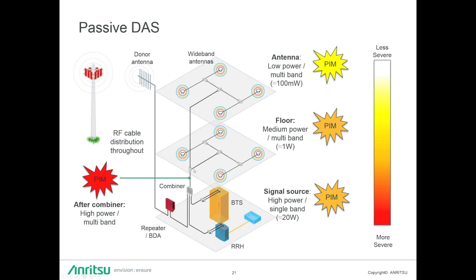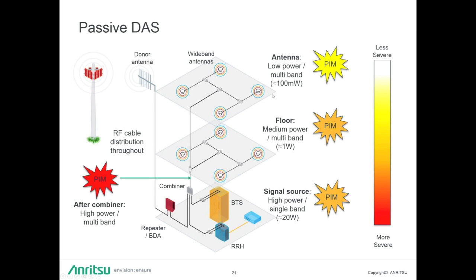in a passive DAS. By the time I get out to the floor levels, I'm typically down to 30 dBm or approximately 1 watt. Here, the power is lower, which is reducing the severity, but I still have all these different frequencies together, meaning I probably have low-order products. So we're at a medium level of concern at the floor level.